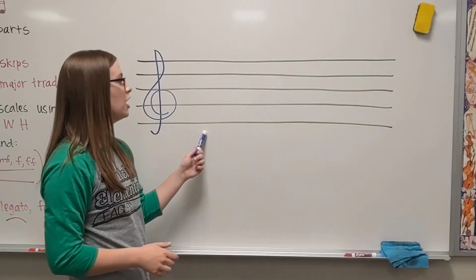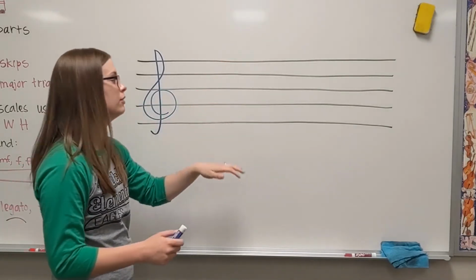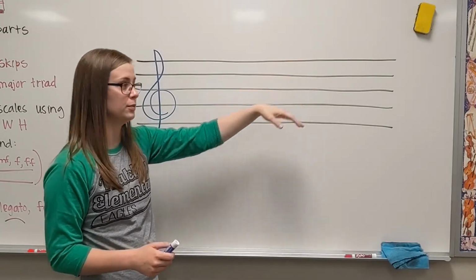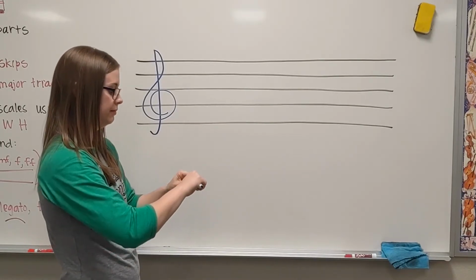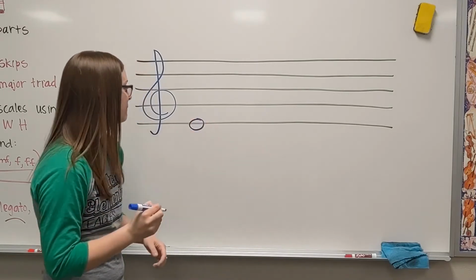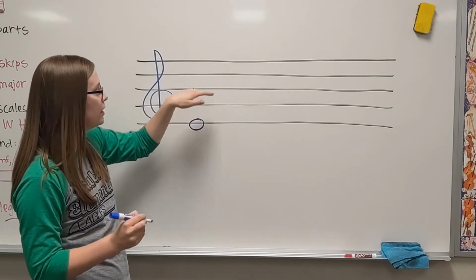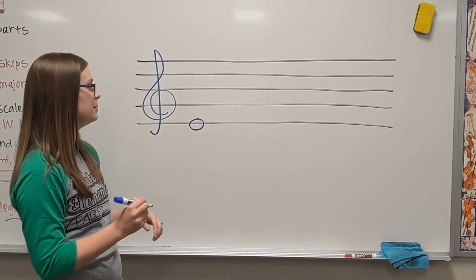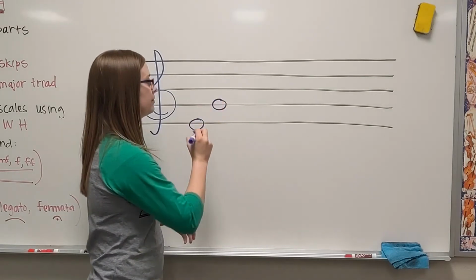Now, I first want to talk about the names of the lines. We have 5 lines on our staff. And we're also going to learn the names of the spaces. There are 4 spaces. Alright, so the bottom line is E. So we start at E and we just keep working up alphabetically, but we're skipping all the spaces. So the next line is G.